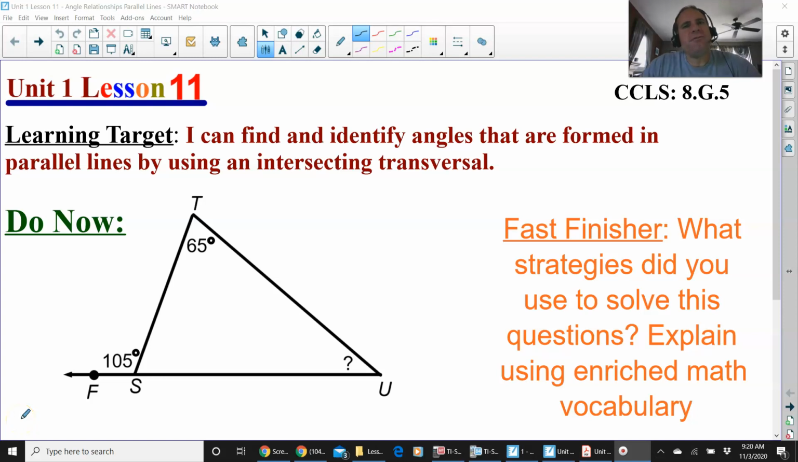Hello everyone, this is Unit 1, Lesson 11, Learning Target. I could find and identify angles that are formed in parallel lines by using an intersecting transversal. We'll get right to the do now.